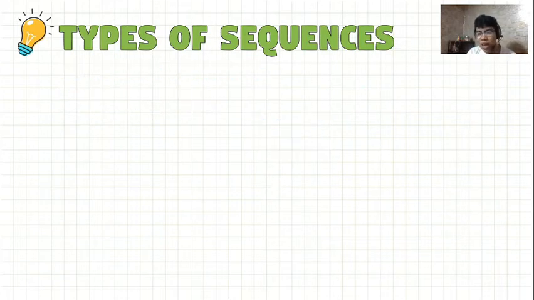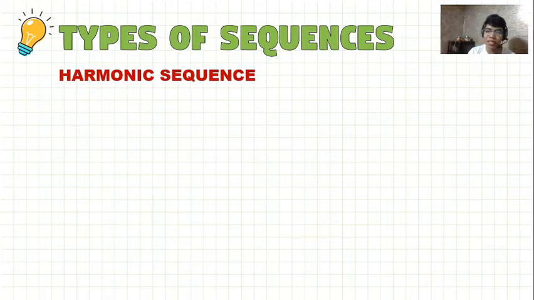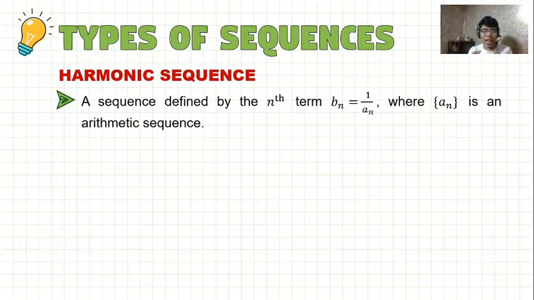So, let's proceed now to the third type of sequence. We have a harmonic sequence. So, in this sequence, it is a type of sequence defined by the nth term b sub n equal to 1 over a sub n, where a sub n is an arithmetic sequence, meaning yung denominator natin dito follows an arithmetic progression. Okay, so yung denominator dapat arithmetic siya.